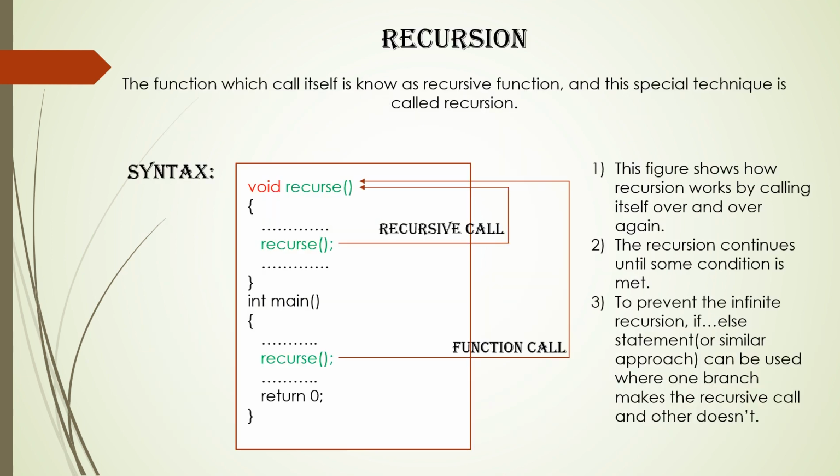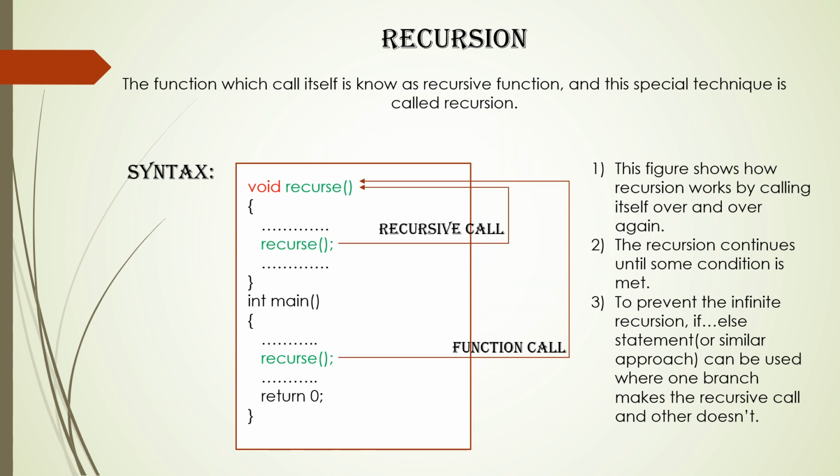So this is our last topic in this lecture, and it is very important too. Recursion. The recursion function. The function which call itself is known as recursive function, and this special technique is called recursion. See the syntax here. Void recurse is the function I have created, and inside the same function I have called that function. So what it will be called as recursive call. The recursion continues until some condition is met. To prevent the infinite recursion, if-else statement can be used, or you can use switch statement also, where one branch makes the recursive call and other doesn't.